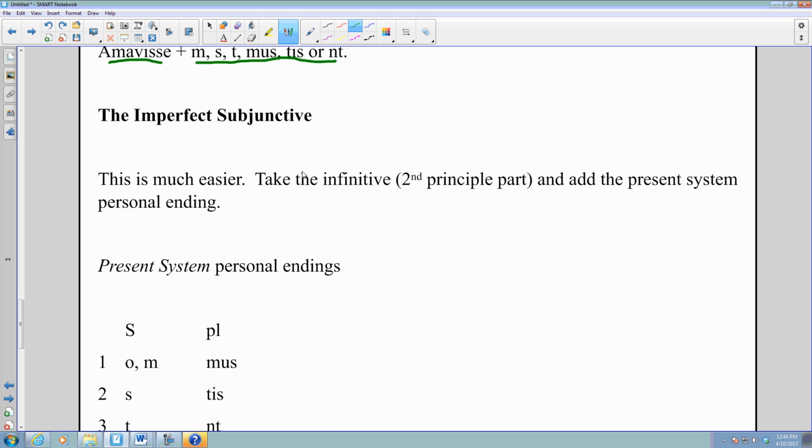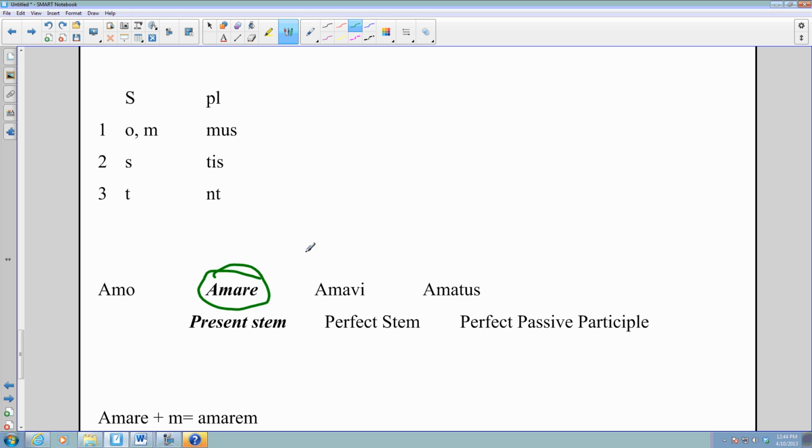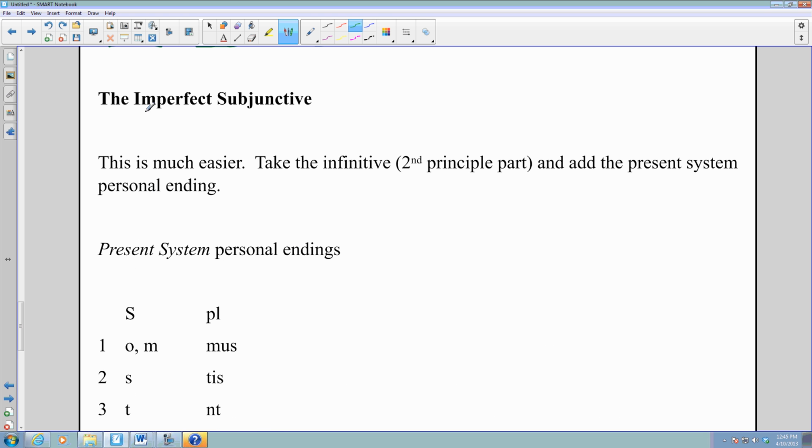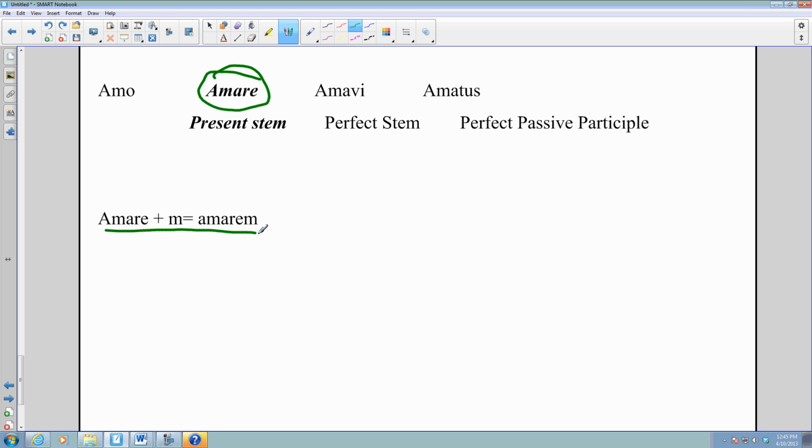The imperfect subjunctive is much easier. There's no long way to get to it. You're simply going to take the second principal part, amare, and you're going to add -m, -s, -t. So I'm going to take amare, that's my present stem, right? We're using the present stem for the imperfect subjunctive, and we're just adding the personal ending. Amarem. Again, you can see the infinitive inside of it. So both of these, the pluperfect and the imperfect subjunctive, are fairly easy to form if you can remember that they're just infinitives with an ending.